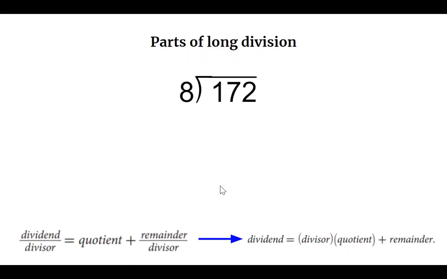So here are the parts of long division. Go ahead and copy this example so you can have it, and identify the parts, because I'm going to be referring to the parts by their proper names. So, parts of long division. I have right here 172 divided by 8. Now, how do we do this example?